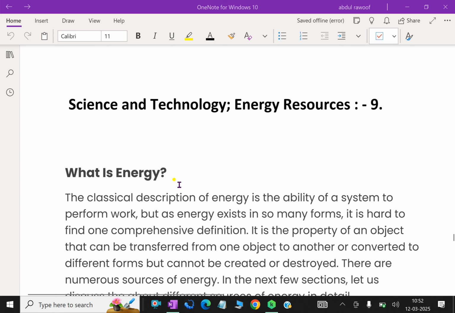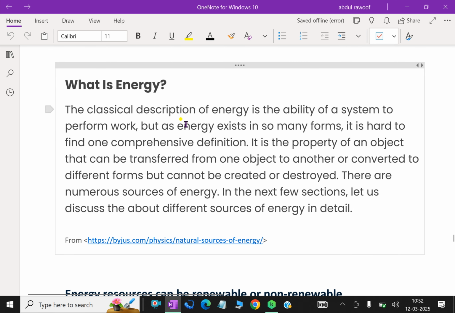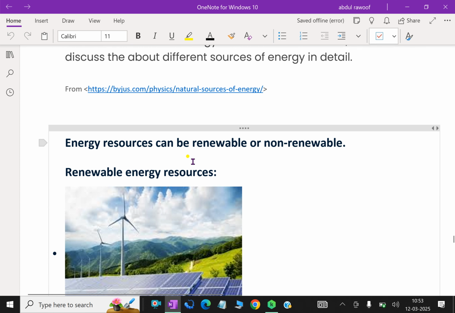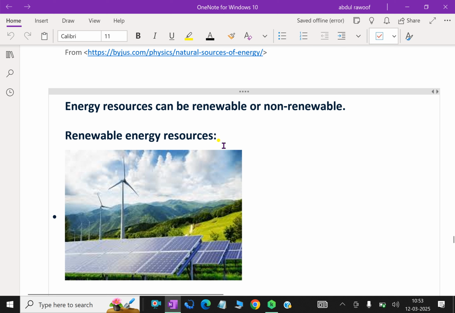Energy. What is energy? The classical description of energy is the ability of a system to perform work, but as energy exists in so many forms, it is hard to find one comprehensive definition. It is the property of an object that can be transferred from one object to another or converted to different forms but cannot be created or destroyed. There are numerous sources of energy. Now we'll discuss those. Energy resources can be renewable or non-renewable.